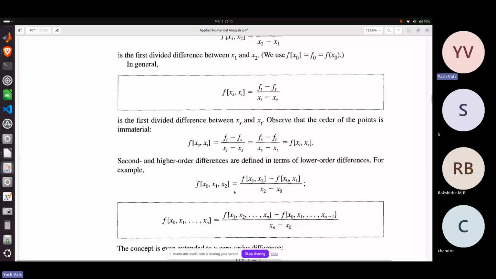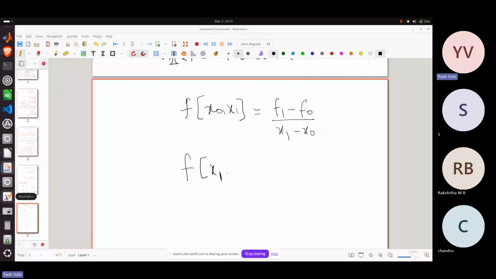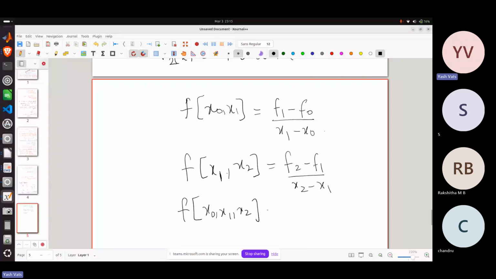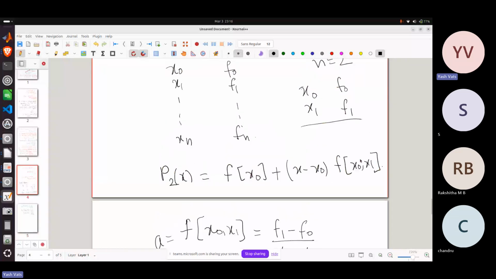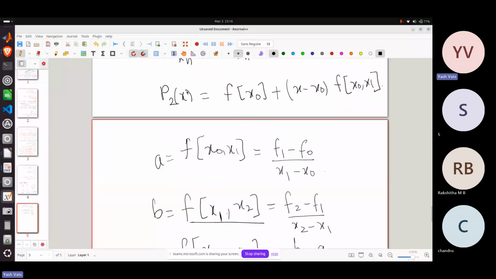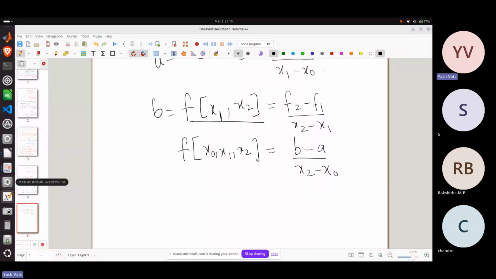Okay, so I just write here. f[x1, x2] is f2 minus f1 divided by x2 minus x1, and f[x0, x1, x2] is, say this is b, this is a, b minus a divided by x2 minus x0. If that's clear, this is very clear. So you know what f(x0) is, you know f[x0, x1], then you can find out what p2(x) is, in the same way.